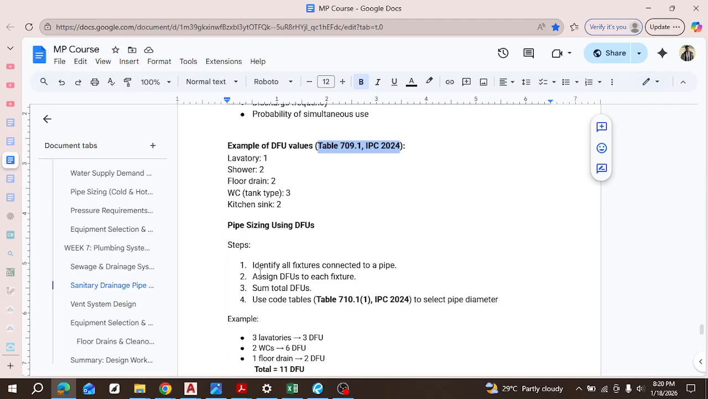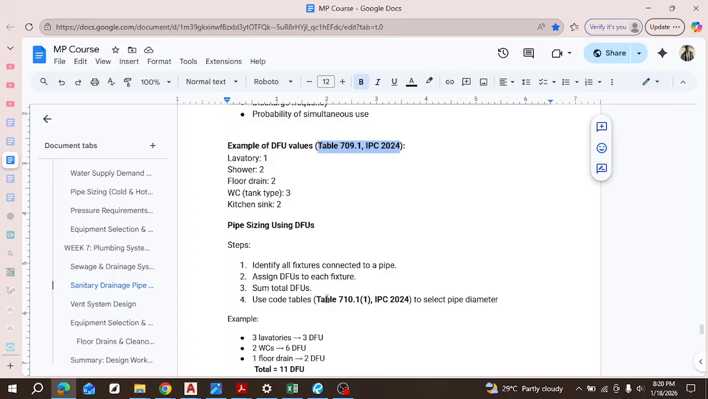Pipe sizing. So now the importance of DFU is that it enables us to size our pipes better, right? So the steps to doing that is that you identify all the fixtures. Obviously this is part of the pre-design step. So whenever you get a project, look at all the fixtures, right? Look at the layout and then decide how you're going to design that system. Then you assign DFUs to each of the fixtures. Then you sum the total DFUs, right?